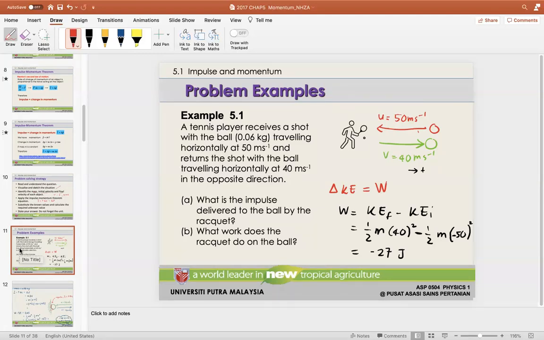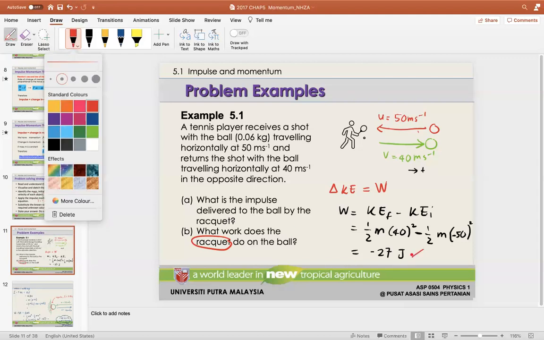Work done by the racket on the ball. But the ball decreases energy. So positive lah kan? Because we are asking what the racket does on the ball. So saya terbalik. So this is the ball. Alamak. Oh, you are right. You have mastered the skill of understanding the question.